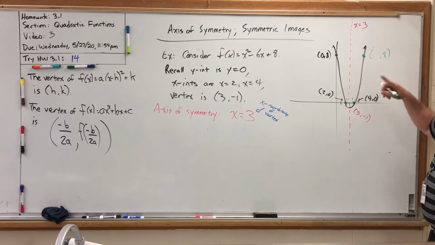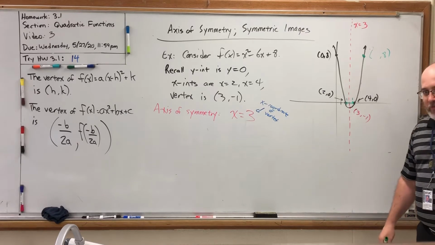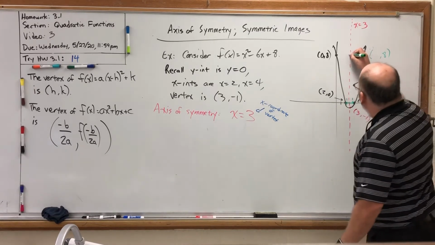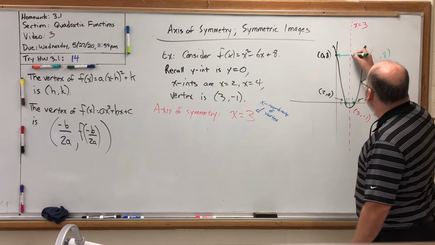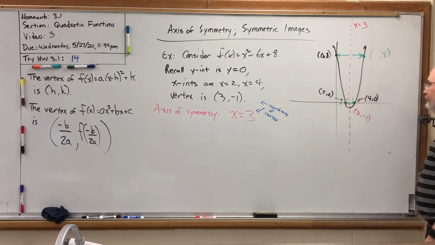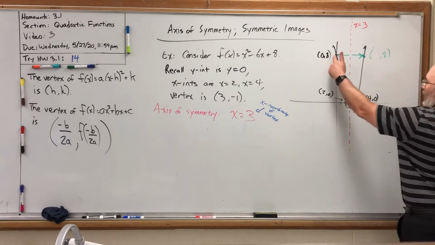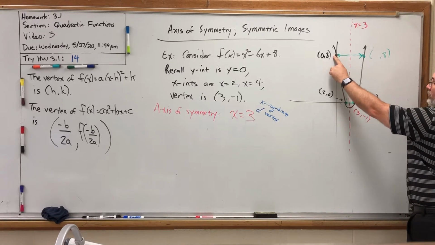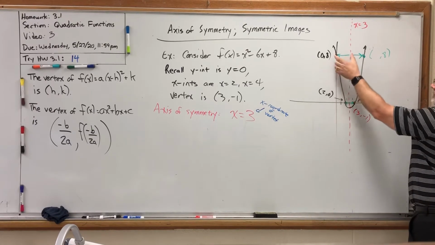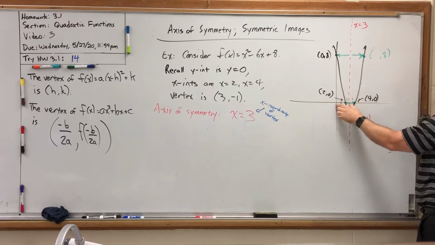A point and its symmetric image are equally spaced from the axis of symmetry. So if we can figure out how far apart it is here, we can just go that distance in that direction. And how far from the axis of symmetry is this y-intercept? That far. And how long is that far? 3.